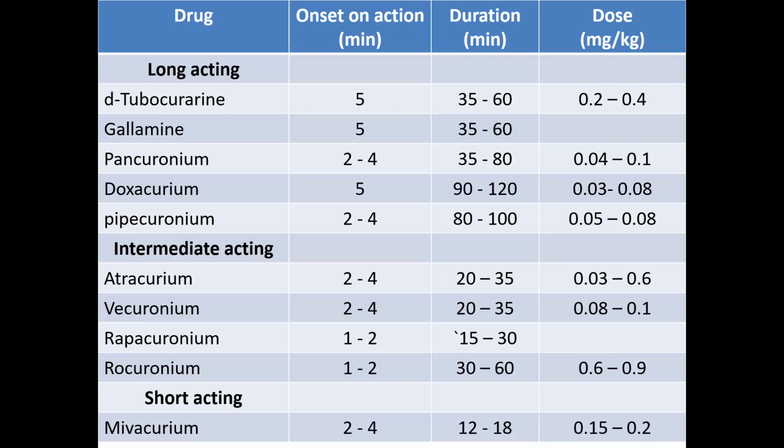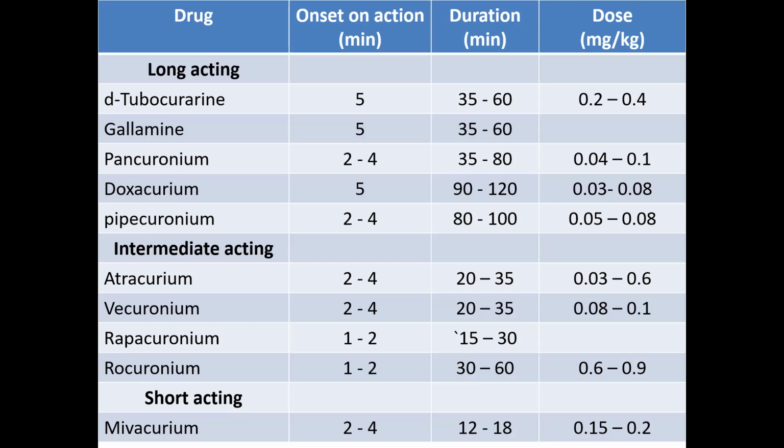This is the table showing the onset of action, duration of action, and the dose of the drug. The long-acting drugs are D-tubocurarine, gallamine, pancuronium, doxacurium, pipecuronium. The intermediate-acting drugs are atracurium, vecuronium, rapacuronium, and rocuronium. The short-acting drug is mivacurium. The onset of action of D-tubocurarine is 5 minutes, and the duration is 35 to 60 minutes. And the dose is 0.2 to 0.4 milligrams per kg body weight.